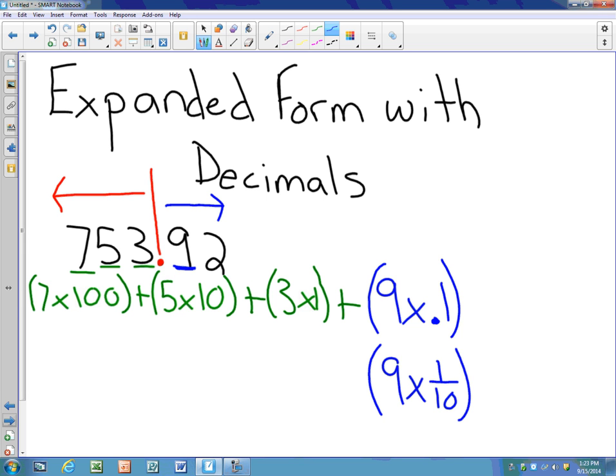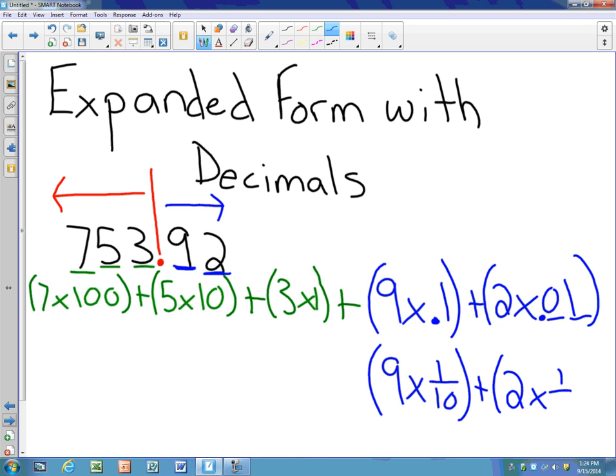And then we move on to the next place value, which is the 2 in the hundredths place. So we do the 2 times decimal, that's the tenths, then the hundredths. So we write it like this. Or we can do 2 times 1/100th.